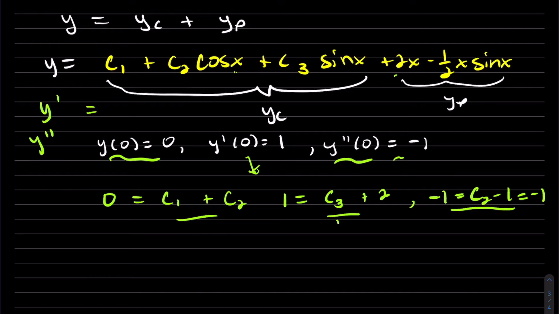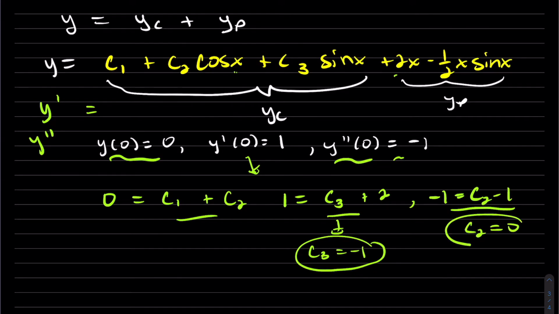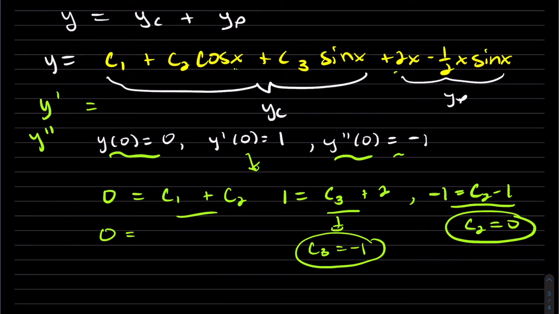Looks like here we can solve for c3 pretty easily. Our c2 here. Oops, I guess I didn't need this. I already wrote that on the left side. c2 is 0. And this one, c1 plus c2, 0 equals c1 plus 0, c1 equals 0.